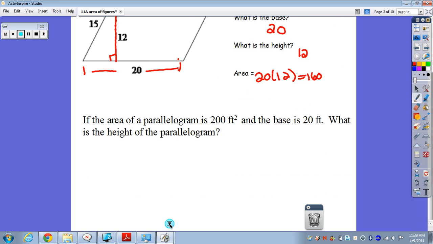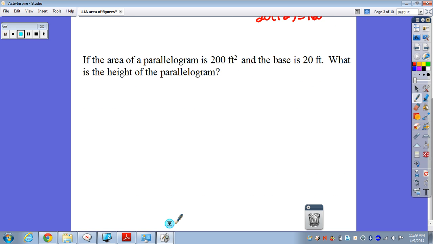Now, other types of questions, they're going to ask us to work backwards. And how we know that is that they give us the area and they're trying to tell us to find another dimension, like the base or the height. So this says the area of a parallelogram is 200 square feet. The base is 20 feet. What is the height of the parallelogram? So units don't really matter. Just squared means it's area. And if it's just feet or meters, that means it's a side length.